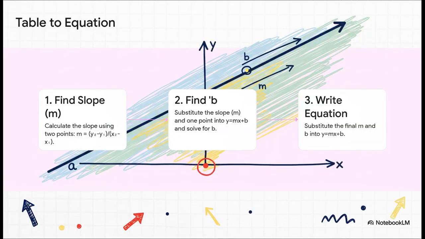Okay, the process here is a little more number crunchy, but it's totally logical. First, you find the slope, m, by picking any 2 points from the table and using that little formula, change in y divided by change in x. Once you've got your slope, you can take any point from the table, plug it and the slope into y equals mx plus b, and solve for b, your starting point. It's like a guaranteed method for finding the story hidden in the numbers.